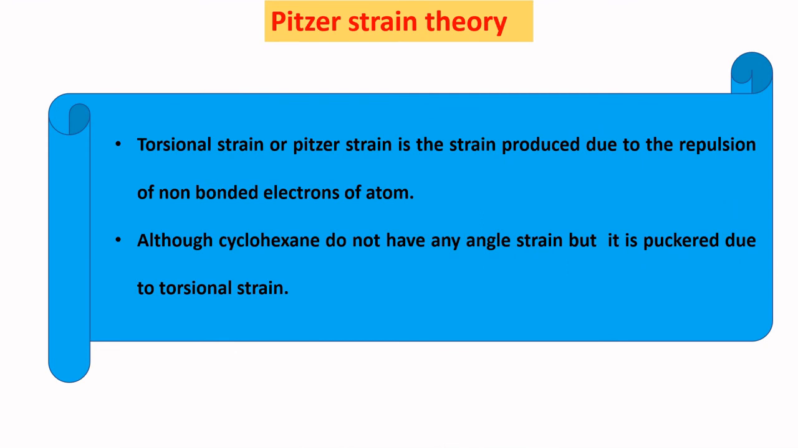Pitzer strain is the torsional strain, which is produced due to the repulsion of non-bonded electrons of atoms. Although cyclopentane does not have much angle strain, it has torsional strain. As I told you, it is not having any significant angle strain, but it is having torsional strain. That's why it will go from the normal structure to an open book structure.